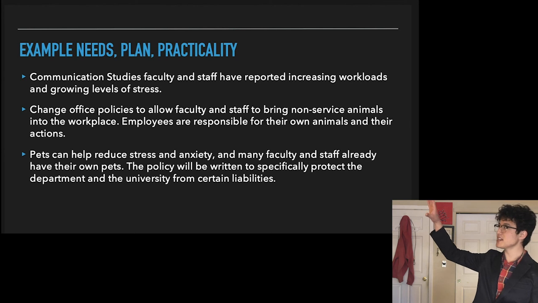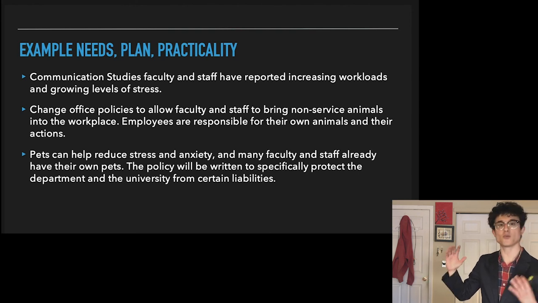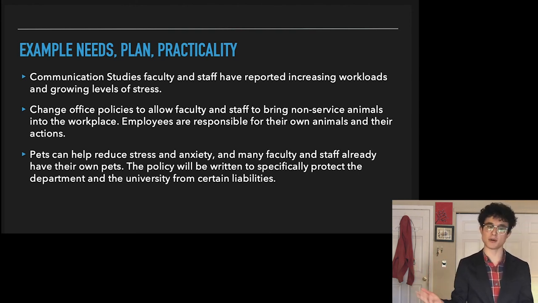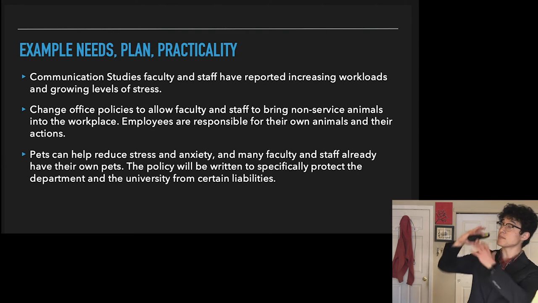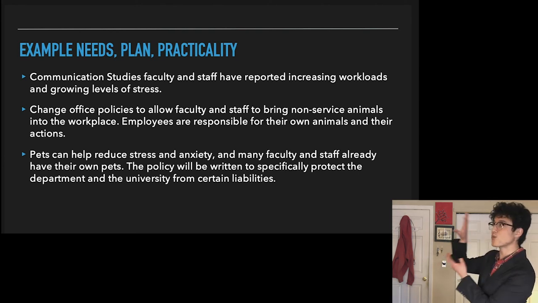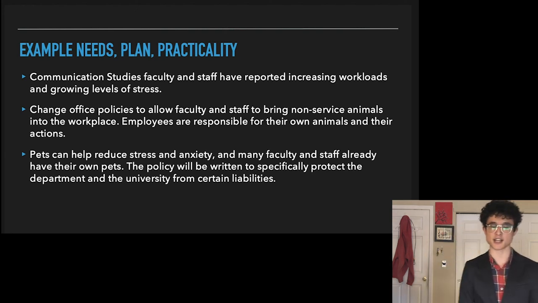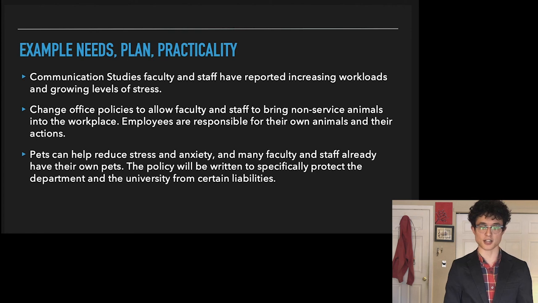So I have my need about growing stress. I have my proposed plan, which is to allow animals in the office, and I've talked about my practicality of why allowing animals is going to help address our stress issues. Because I have all those three components, it's a pretty cohesive policy argument, and if I were to actually use this topic, I would obviously expand upon each of those points and organize them to make a clear argument.